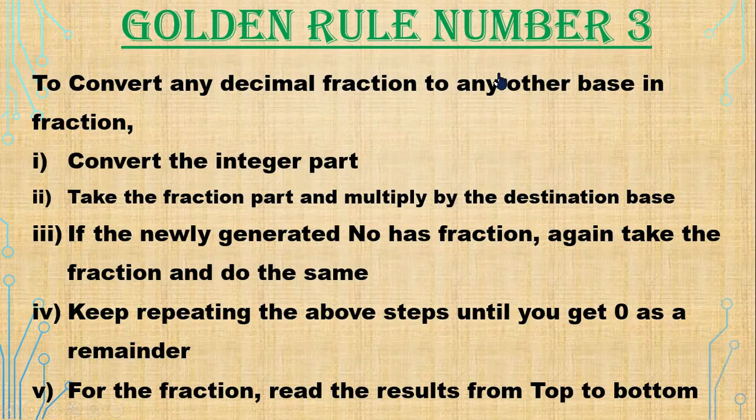Therefore our golden rule number 3 would be to convert any decimal fraction to any other base in a fraction. We simply convert the integer part, then we take the fraction part and multiply by the destination base. If the newly generated number has a fraction, again we take the fraction and do the same. We keep repeating the above steps until we get 0 as a remainder. For the fraction, we read the results from top to bottom.